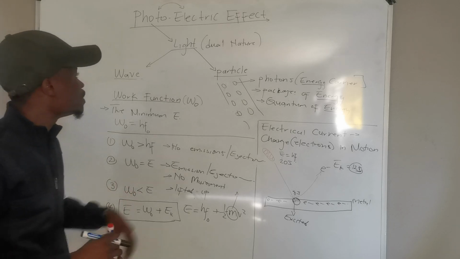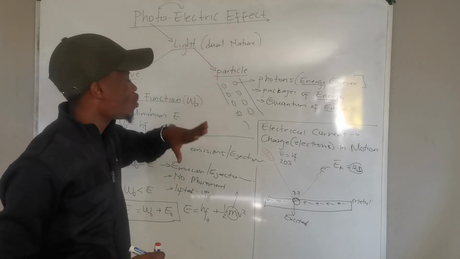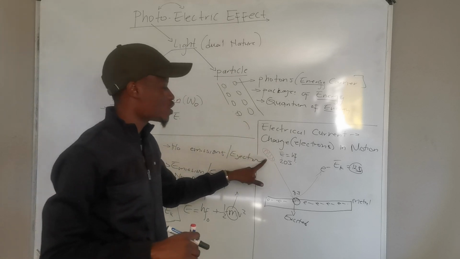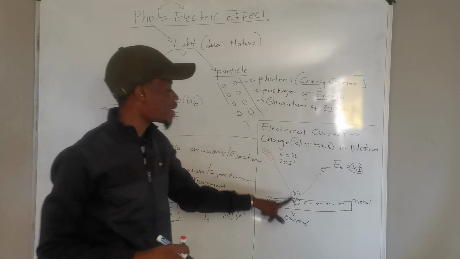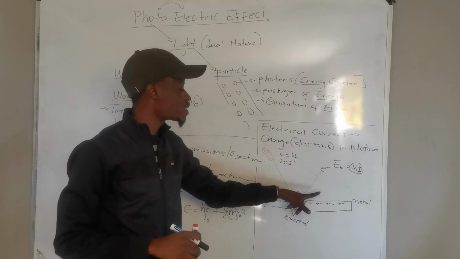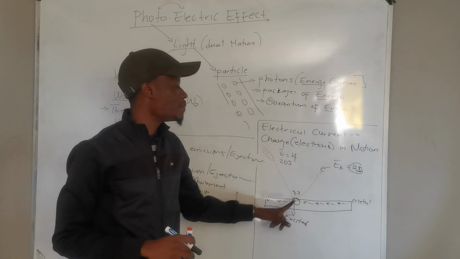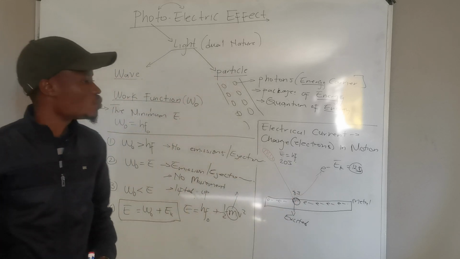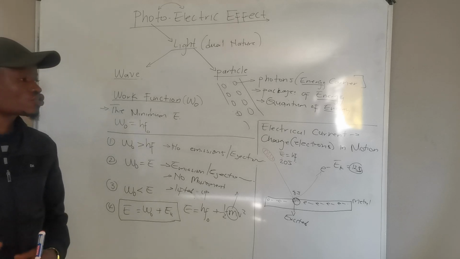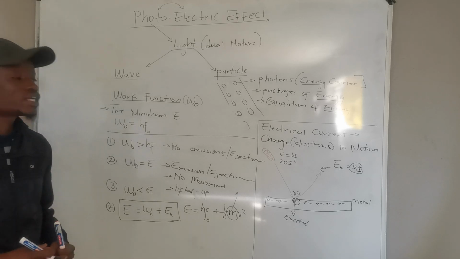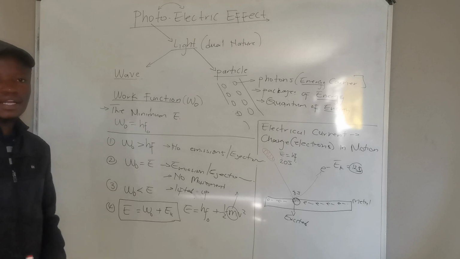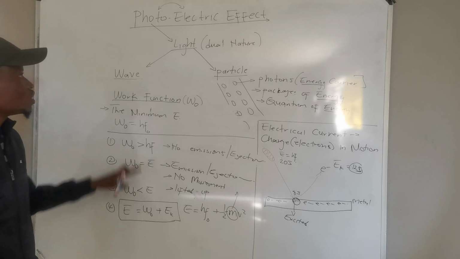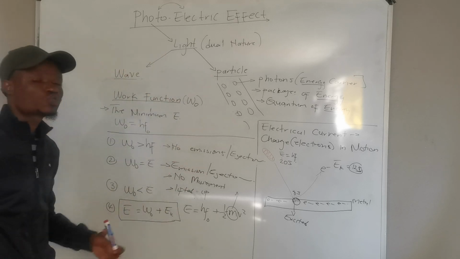Photoelectric effect is a phenomenon whereby photons of sufficient energy are able to do what? To eject an electron out of a metal and allow it to move. Therefore, when the electrons are in motion, they generate electrical current. Okay, so this is what I wanted you to understand.